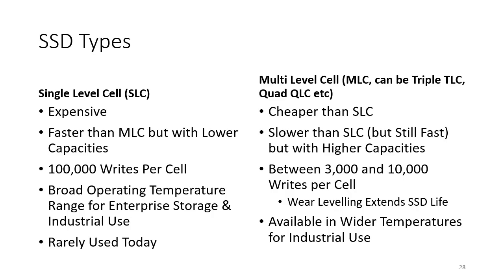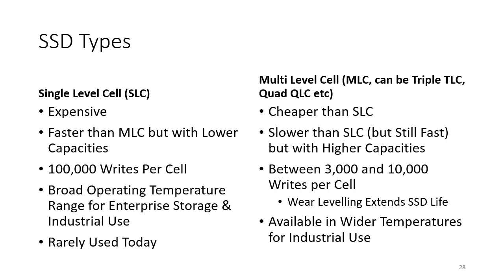So SSDs do come in multiple different types. There's what we call a single level cell, where you have one electronic cell for each bit on the disk. These are pretty old-fashioned today. We don't see them much anymore, but the early SSD technology did use single level cell. It was generally very fast compared to multi-level cell, which we'll come on to, but with much lower capacities. Quite expensive because you didn't get that many cells per chip.